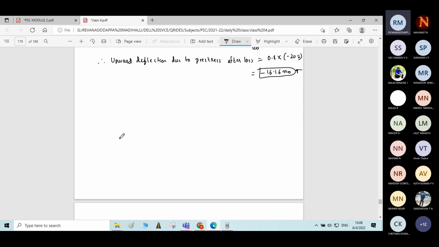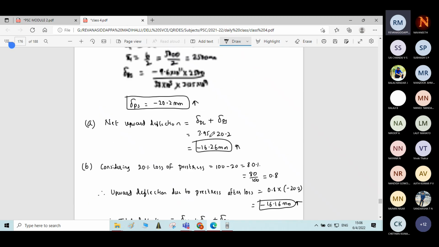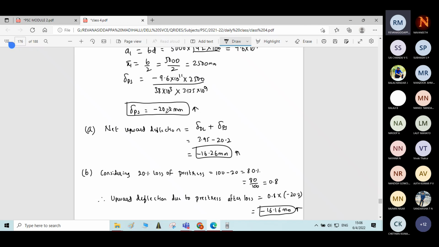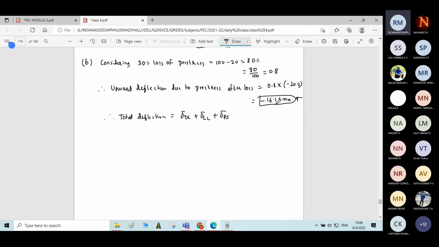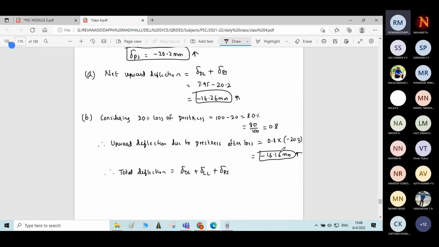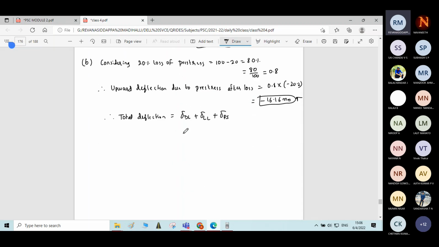Okay, now you can calculate the total deflection. Therefore, total deflection is equal to the sum of deflection due to dead load, deflection due to live load, plus deflection due to pre-stressing force after considering the loss, that is 16.16. Don't take this 20.2 mm. It is for 100% pre-stressing value. For 80% pre-stressing value, the deflection will reduce by 20%, that means 80% of 20.2, which is 16.16 mm.